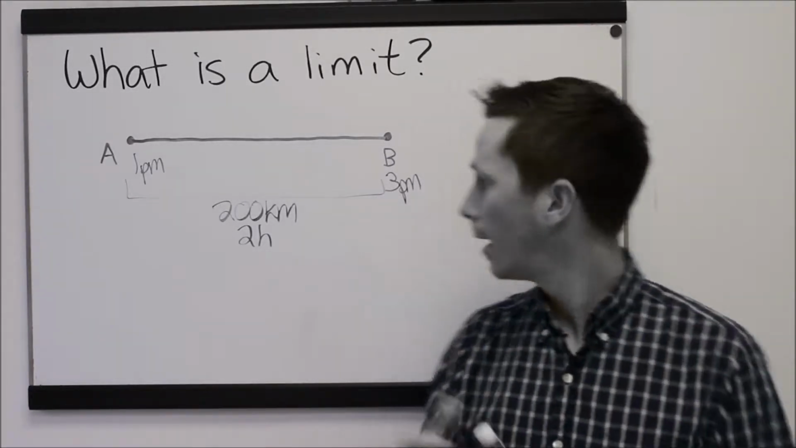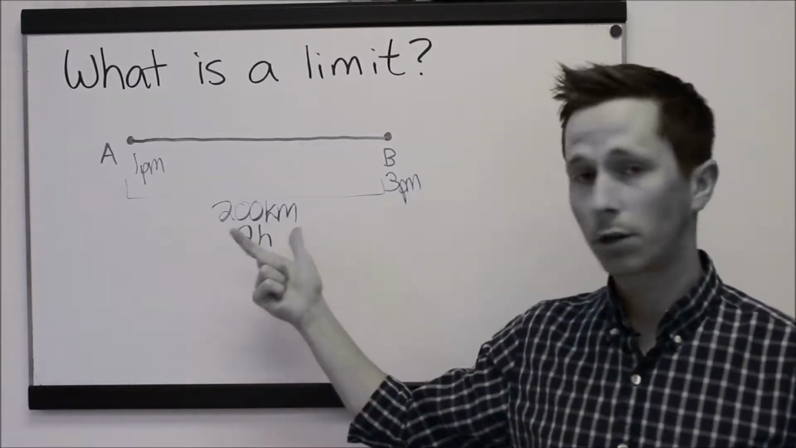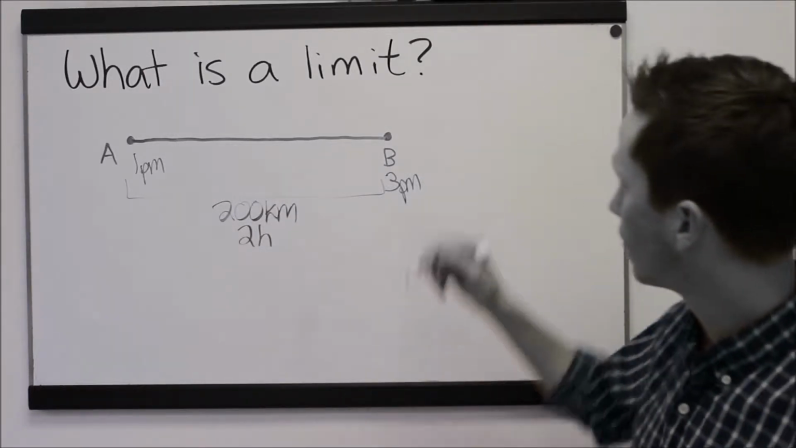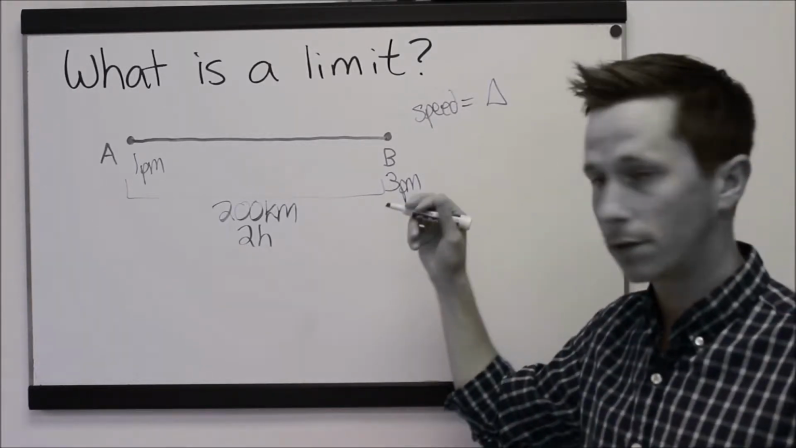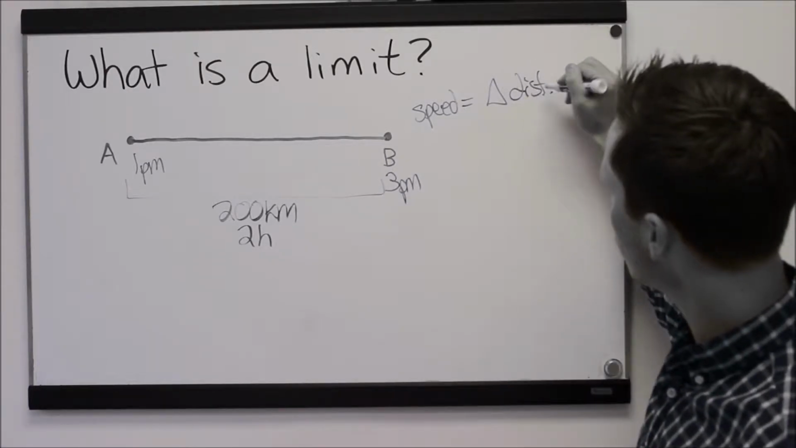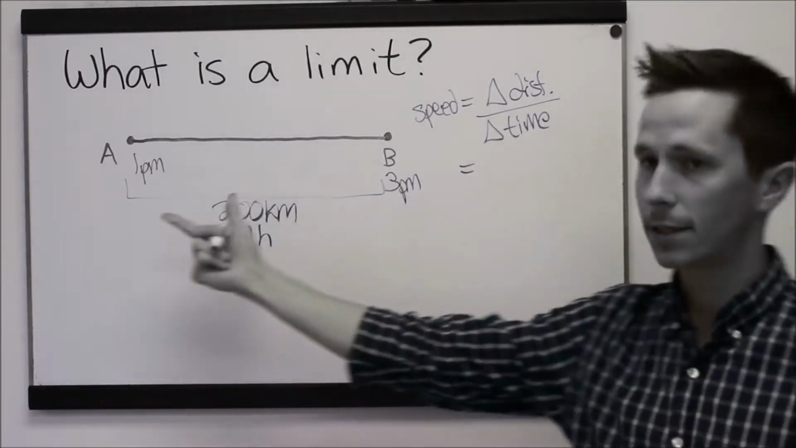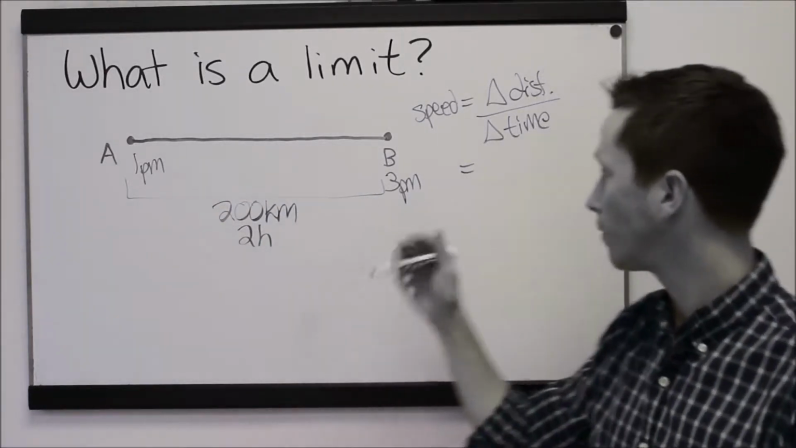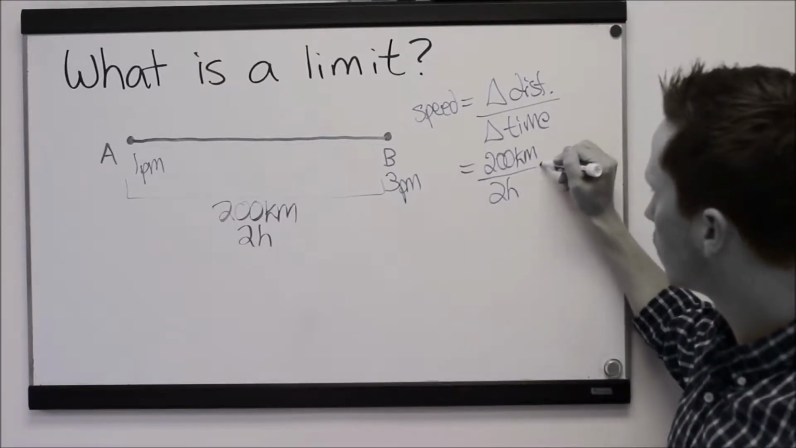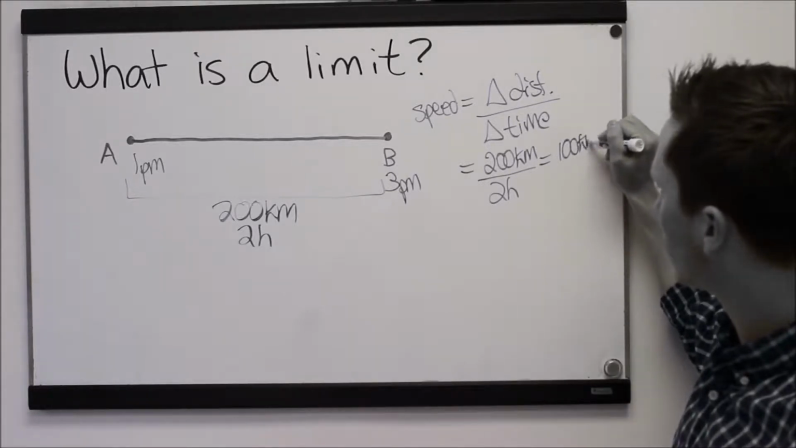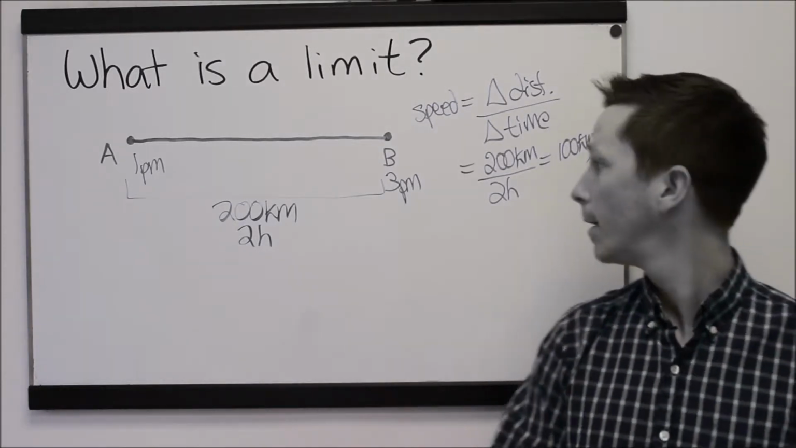Okay, so the question becomes, how fast did I travel there? 200 kilometers, it took 2 hours. Pretty simple formula for speed. Speed we know equals the change, the triangle, in distance over the change in time. So my change in distance, I changed my distance by 200 kilometers. I traveled 200 kilometers in 2 hours. So I went, on average, 100 kilometers per hour. So that's how you get your speed, right? The change in distance over the change in time.